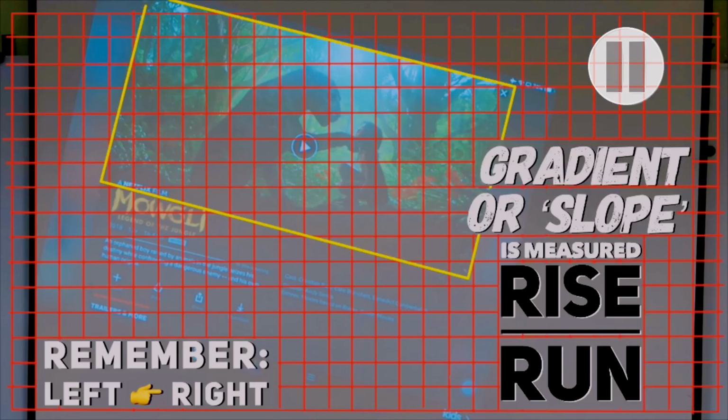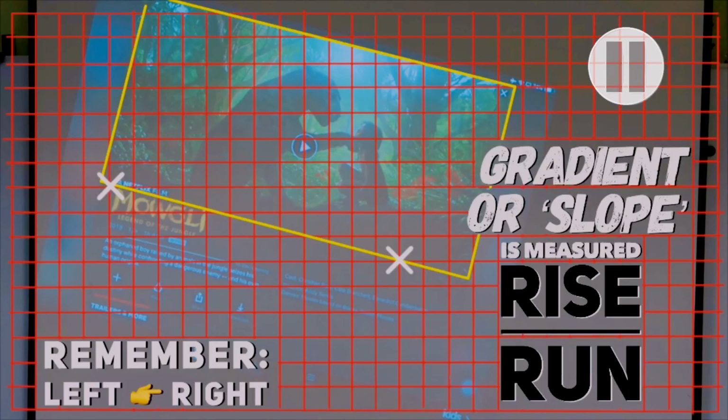And you must remember that when we're looking for gradient, we're going from left to right so that we know if it's a positive or a negative gradient. Now you can see the yellow box represents my screen. What I'm going to do is try to find 2 points on the grid that intersect perfectly so I can measure the rise and run. So I'm going to choose this point here, which exactly intersects between the grid and the yellow line. And then this point here, which again intersects between the grid and the yellow line.